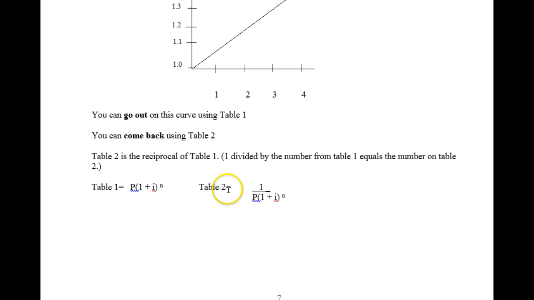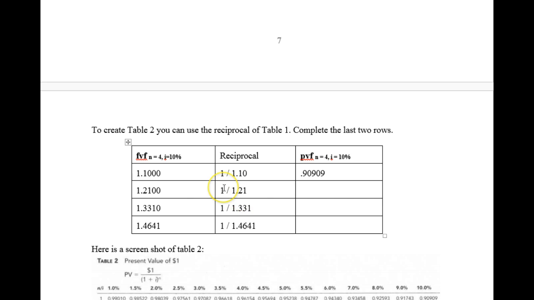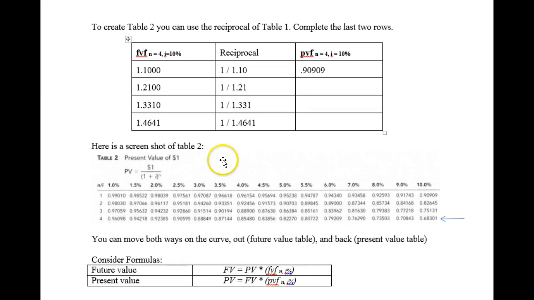Consider the formulas. It is exactly what I said. Take 1 and divide it by the formula on table 1. So let's do that. To create table 2, you can use the reciprocal of table 1. I would like you to complete the last 2 rows, but I'll show you how to do the second row. If you take 1 divided by 1.10, you get 0.90909.